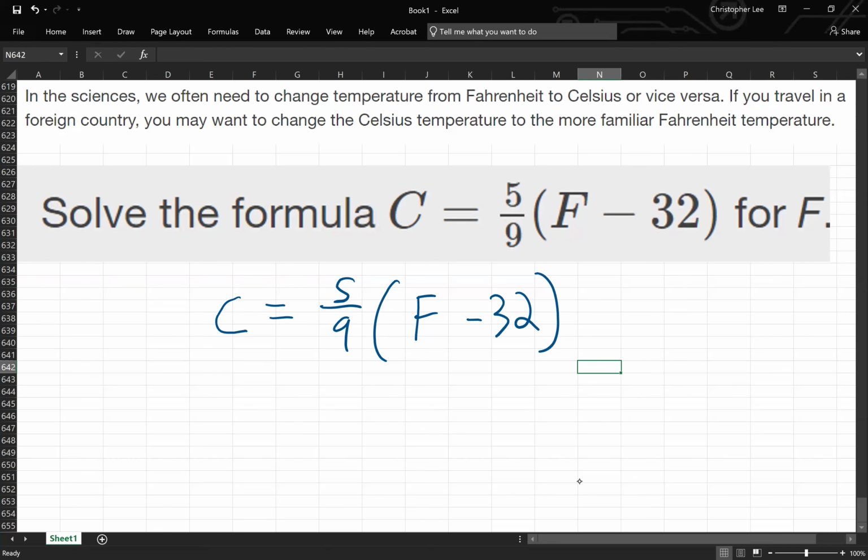Okay, so what should I do with the 5 over 9? Times it by F? I could. What's another thing that I could do with it? Divide both sides by 5 over 9. What you do to one side, you do to the other.